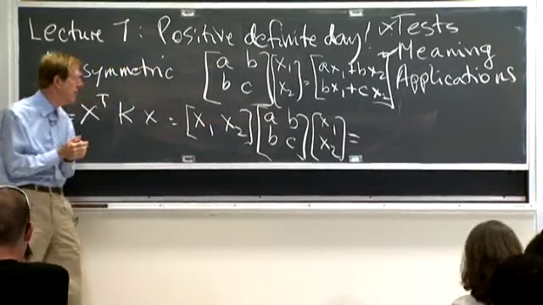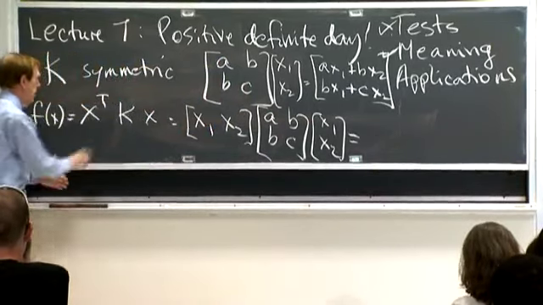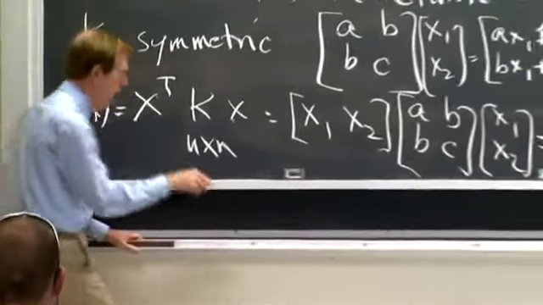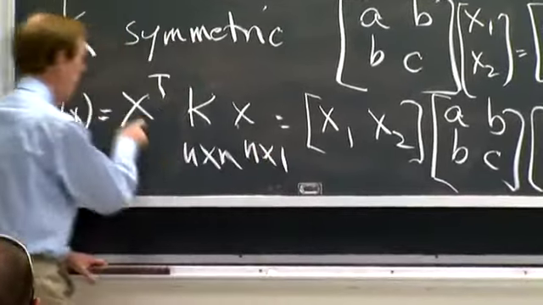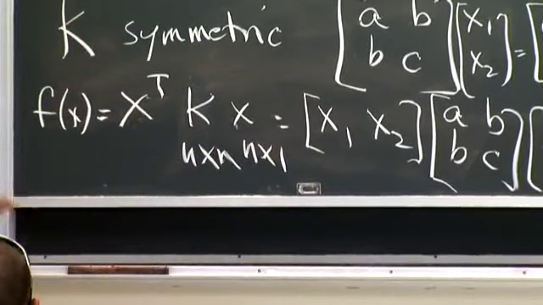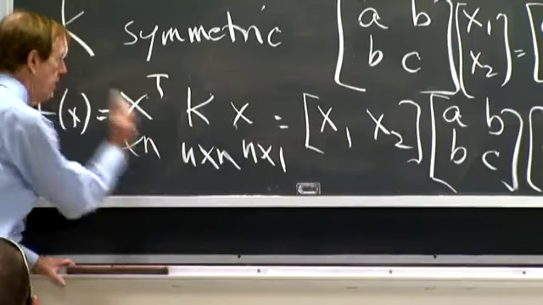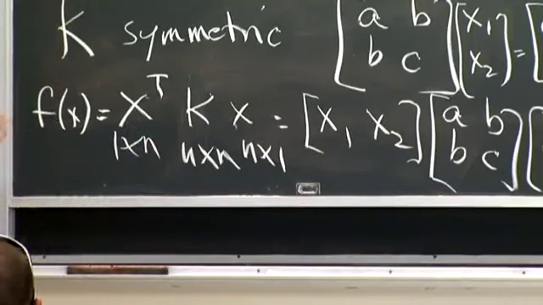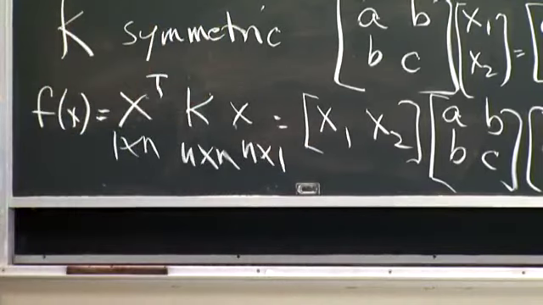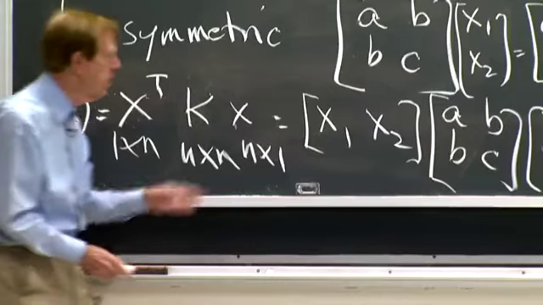What shape, what size is this result going to be? This K is n by n. X is a column vector, n by 1. X transpose, what's the shape of X transpose? 1 by n. So what's the total result? 1 by 1, just a number, just a function. It's a number. But it depends on the x's and the matrix inside. Okay, can we do it now?